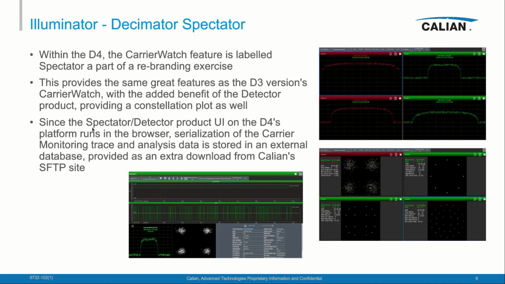And since the Spectator and Detector products in the UI actually work inside of the D4's platform, they run in the browser. The serialization of the carrier monitoring trace analysis data is stored on the external database, and Calian provides that as an extra download from the SFTP site.